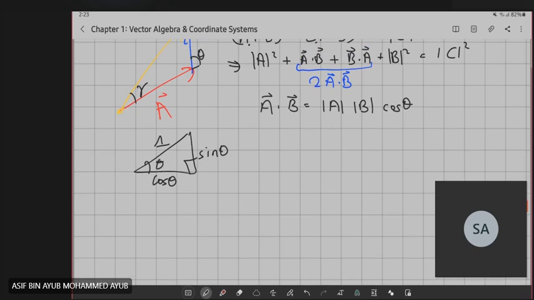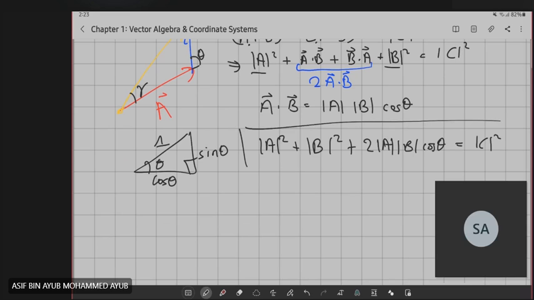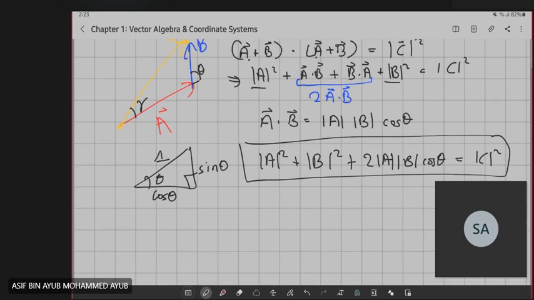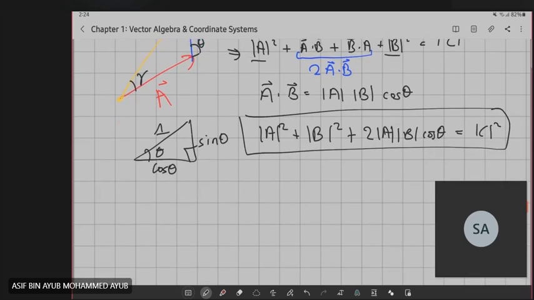Now let's look at what the expression becomes. So we have A squared plus B squared plus 2AB cos theta, which is equal to C squared. This is exactly what we wanted. This is what we call the cosine law. And now you know how you derive it.